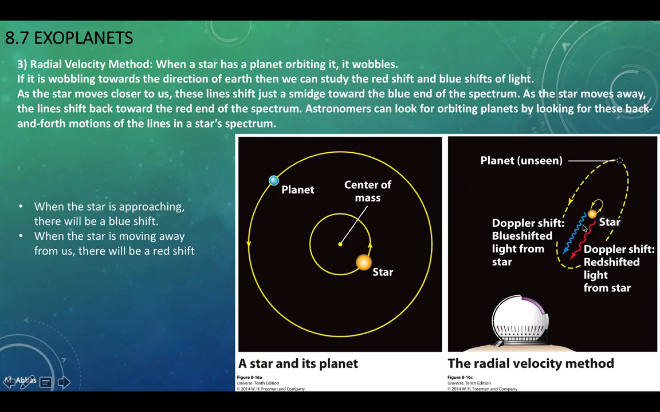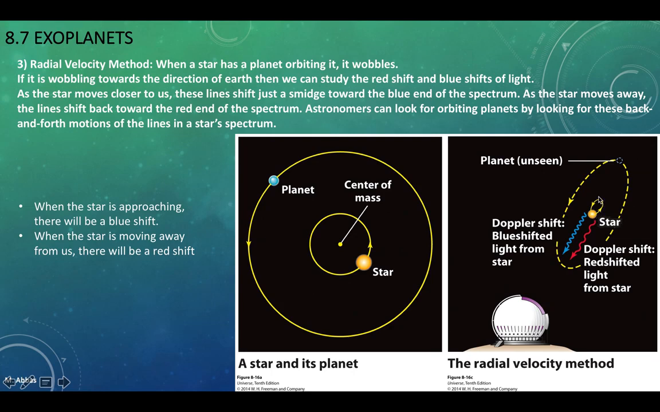Okay, I'm going to move into this image here now. So yeah, if the planet is orbiting the star, the star is wobbling. If the star is wobbling towards me, in this direction, and then away from me, someone with a telescope observing that star will see blue shift of light as the star moves towards my telescope, and then they will see a red shift of the light as the star goes away from me.